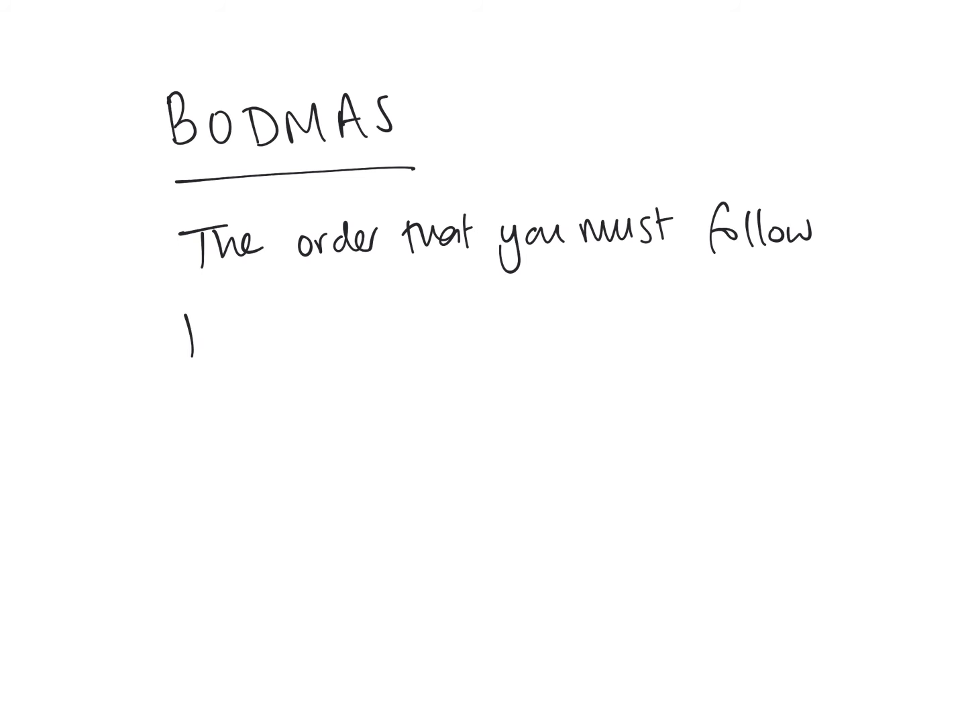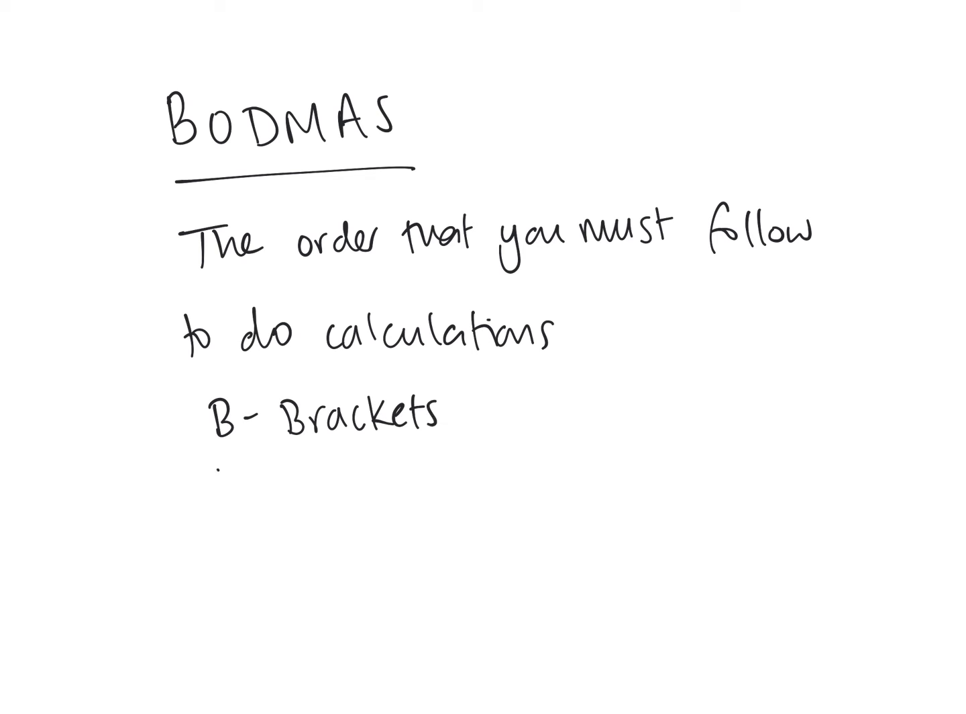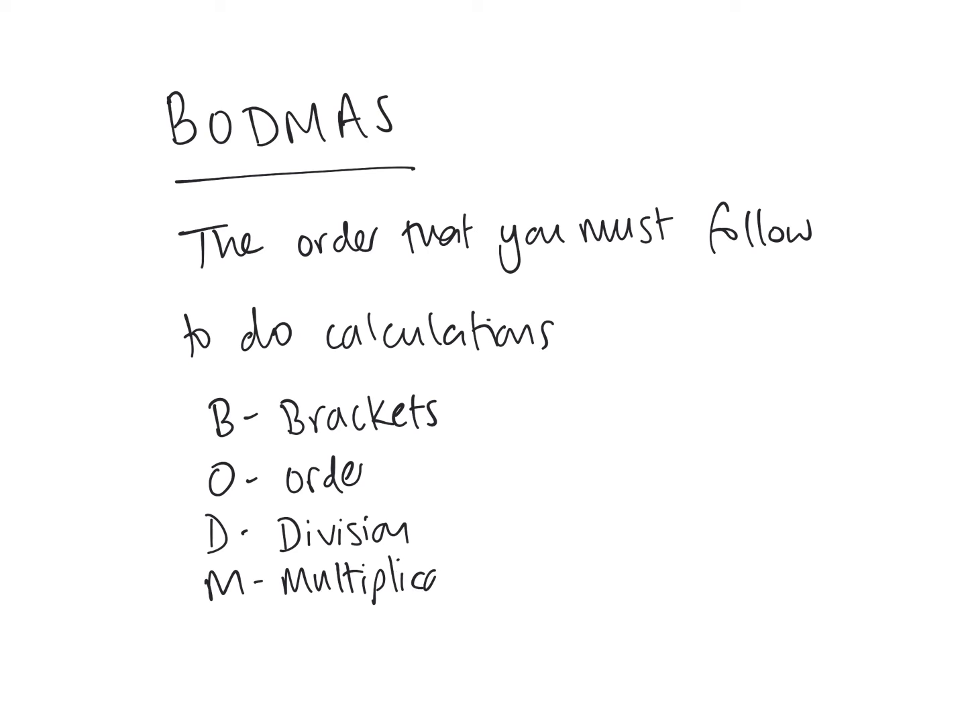So let's move on to the next thing, which is BODMAS. So what is BODMAS? So the order that you must follow to do calculations. So what does each letter stand for? So B is brackets, so we always look at the brackets first. Next is order or indices, so if it's a square or a cubed. D for division. And M is multiplication, so if you have things multiplied. And then the last two, A for addition, and finally S for subtraction.